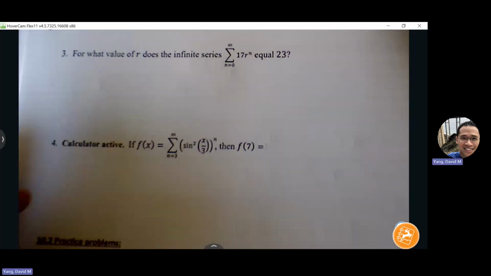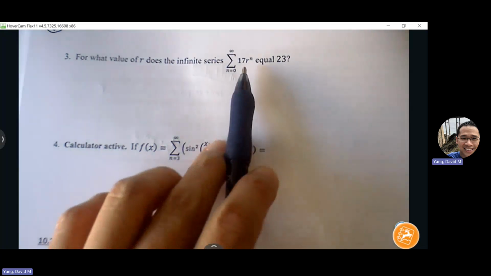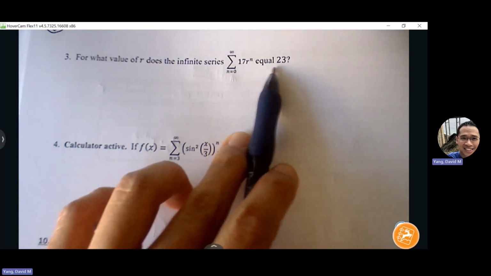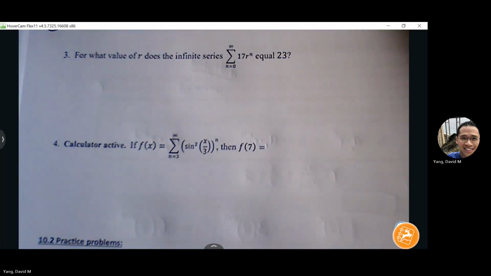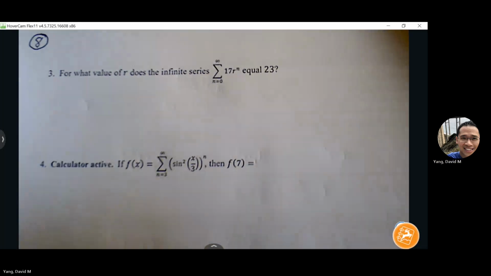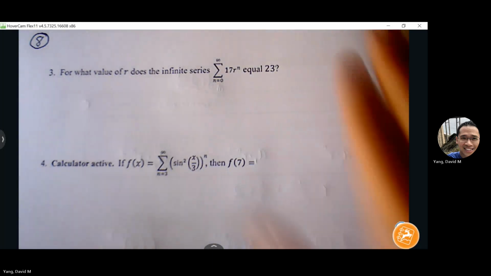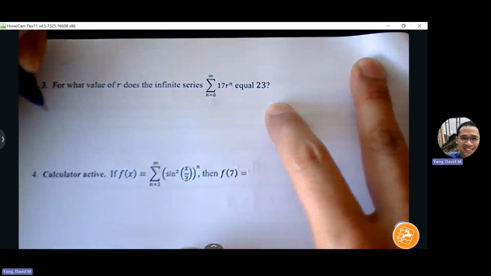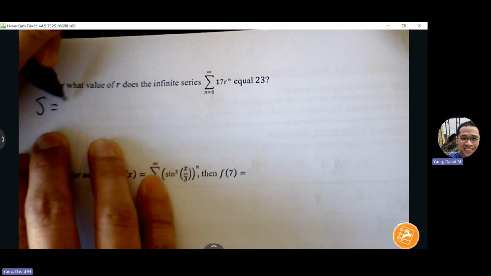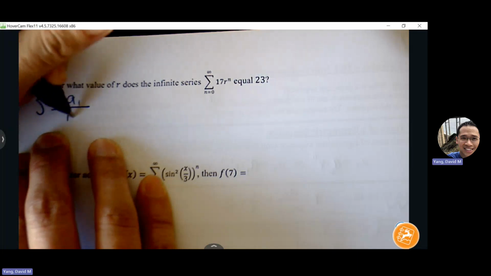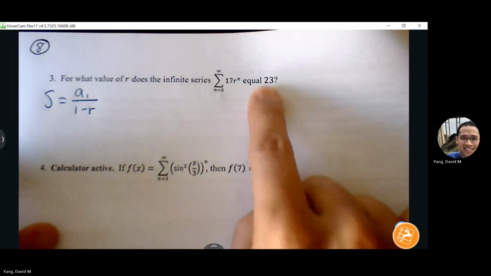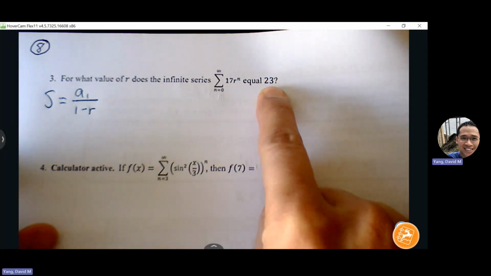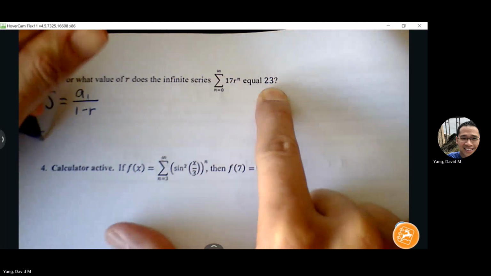Okay, for what value of r does the infinite series 17r to the n equal 23? Okay, so let's put everything together here. We know our sum formula is a sub 1 over 1 minus r. They're telling us it equals 23, so we know it must be a converging series.